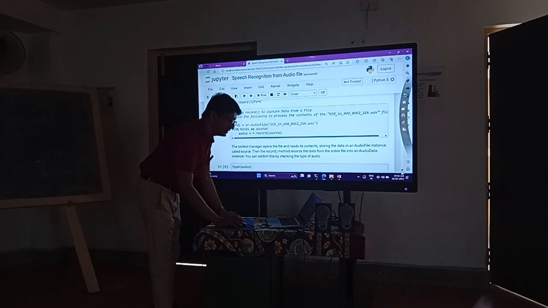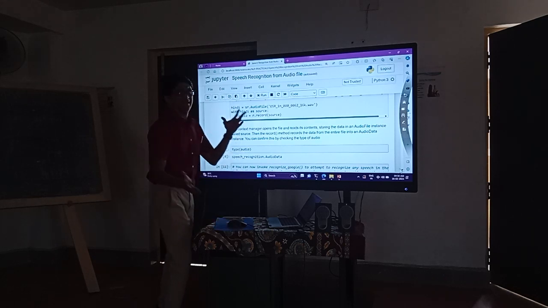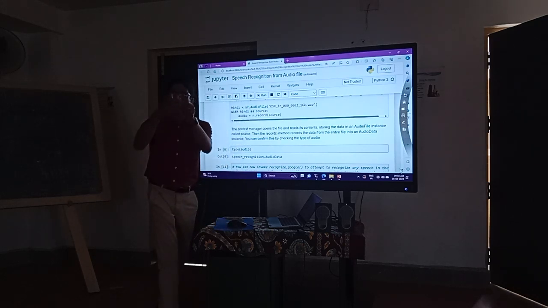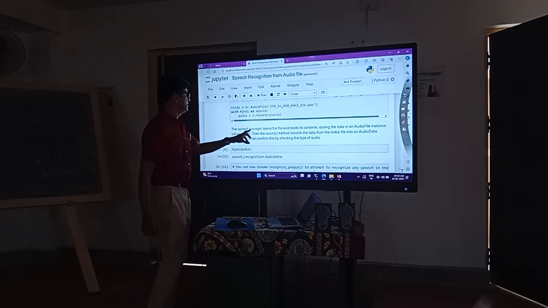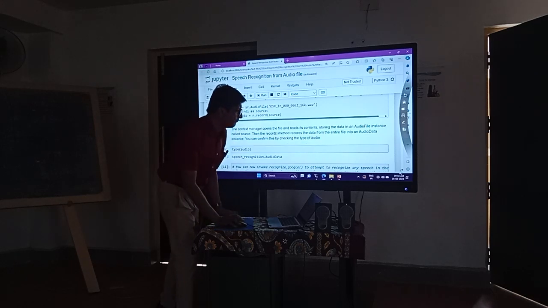Now watch. Now type audio, speech recognition, audio data. The context manager opens the file, reads its content, storing the data in the audio file instance.